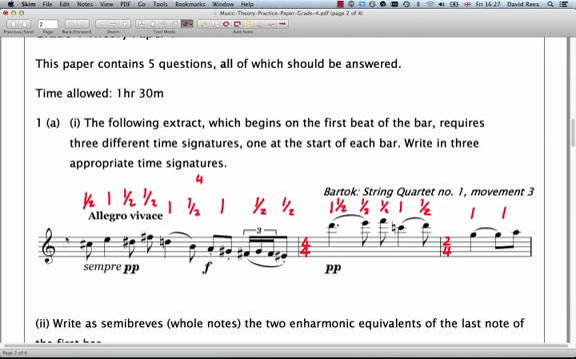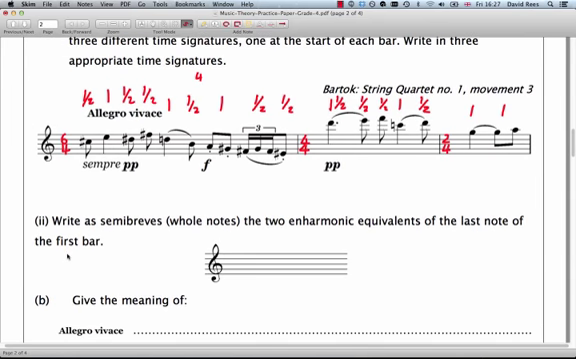And for that reason, I'm going to call this bar a bar of 6/4, which means there are 6 crotchet beats in this bar. And hopefully that takes care of this first question. So moving along. Write as semibreves, whole notes, two enharmonic equivalents of the last note of the first bar.